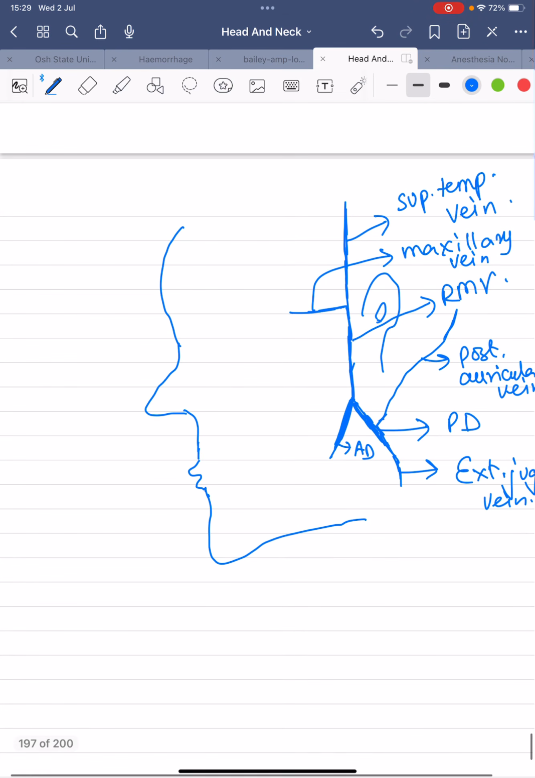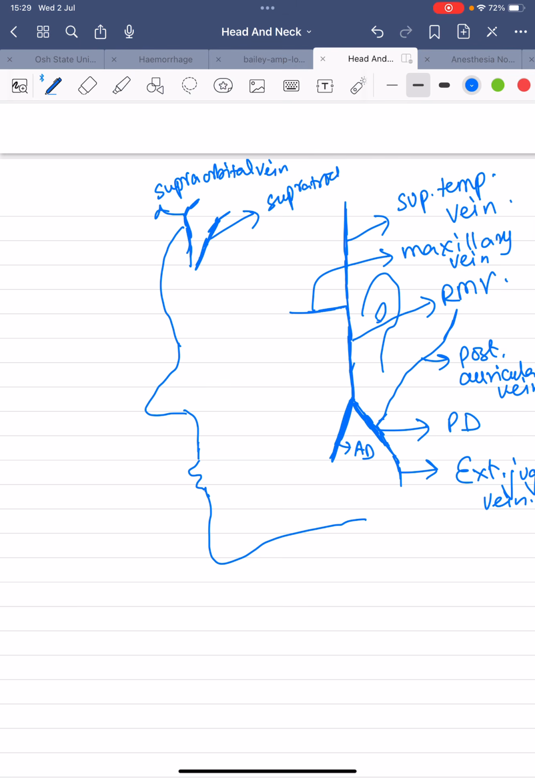Now see here also, here you have two veins. Okay, these two veins. This is your supraorbital vein, and this is your supratrochlear vein. These two veins are joining together, forming this single vein that is known as the angular vein. Which vein? Angular vein. And this angular vein continues as your facial vein.